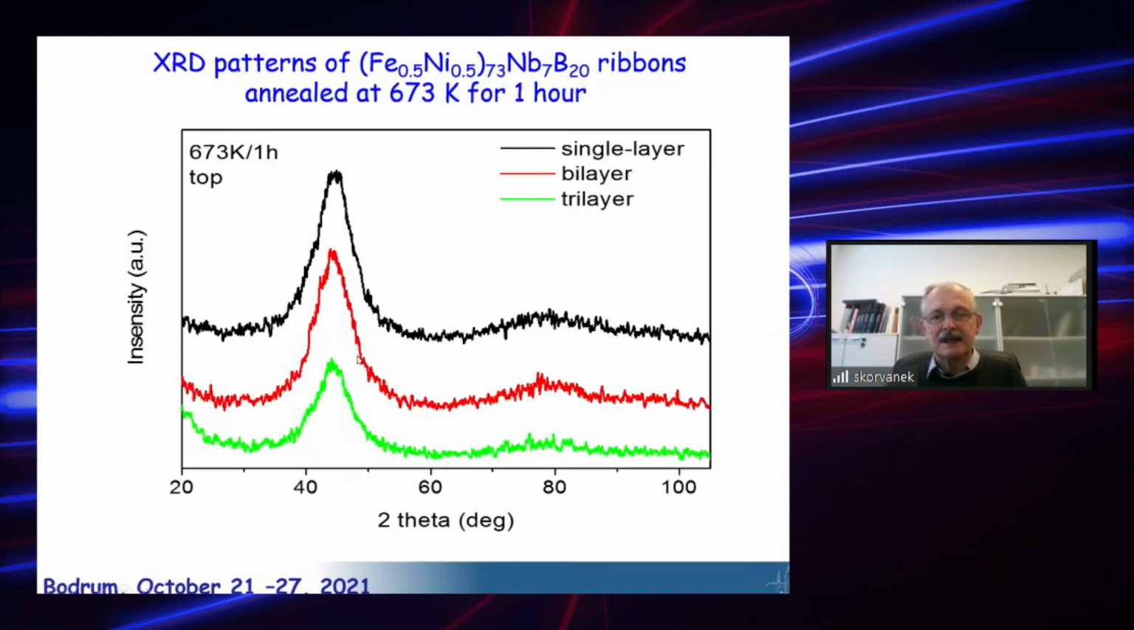Here we see that all single layer, bilayer, and three-layer samples were amorphous. This X-ray was done on the top layer. It means the side which was the farthest from the wheel.